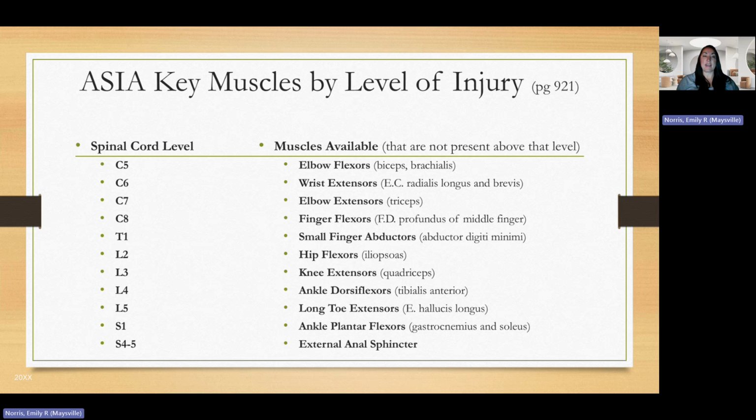So these are the key muscles that are available to somebody who has an injury at that level. They still have access to these muscles. Let's say L2, hip flexors. Yes, they have access to the hip flexors, but they also have use of all the muscles listed above it. So their arms aren't affected once it's at L2 because it's too low. But most of the muscles in their legs are. Only their hip flexors are really available as far as leg muscles.